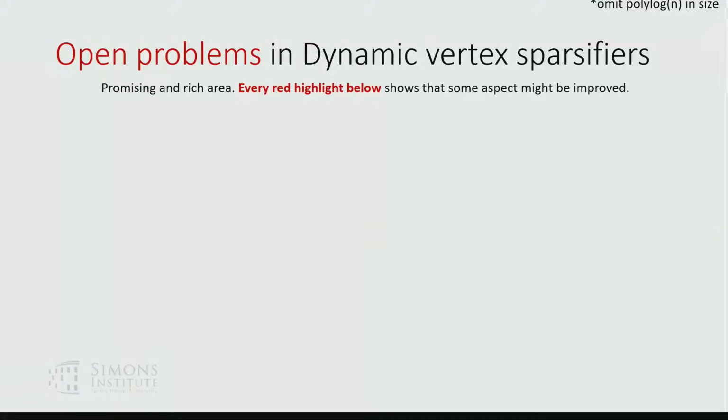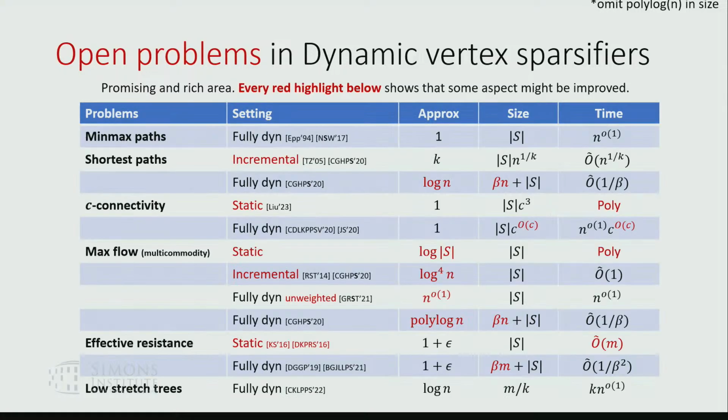So now let me mention some open problems in this area related to dynamic vertex sparsifiers. There are a lot, and I think it's quite promising. I'm going to put a huge table here, and the red highlight below would highlight the aspect that can be improved. You're not supposed to read the whole thing. You can look it up later and see if you want to work on it. And basically, we saw the min-max one.